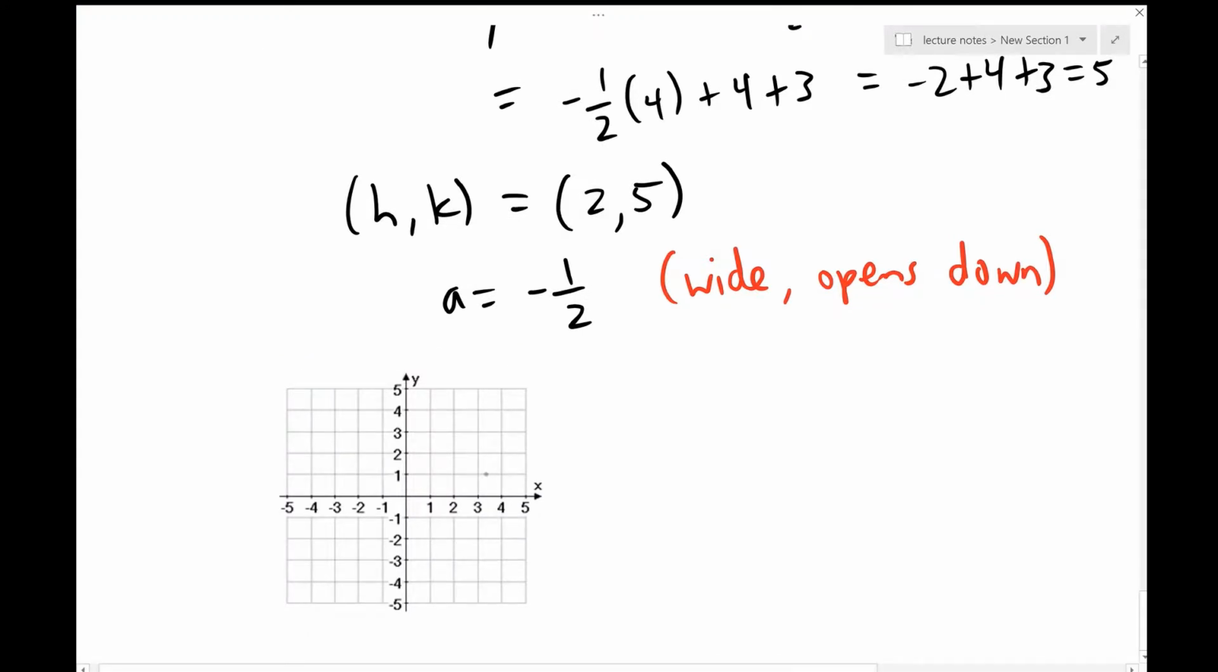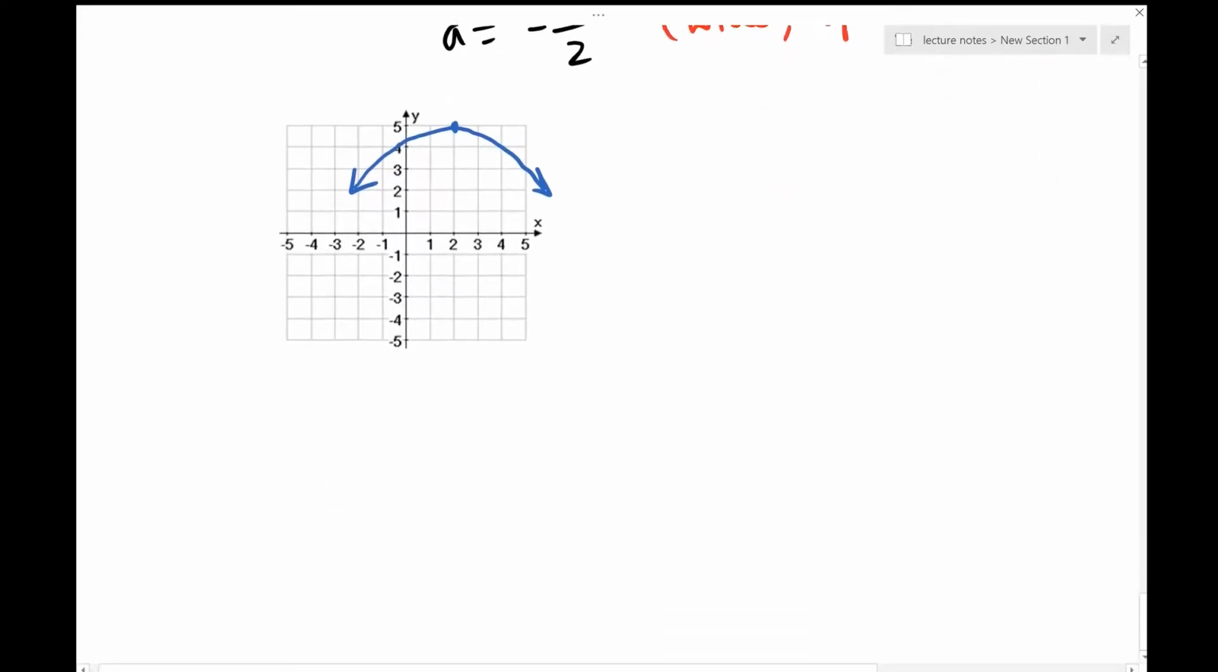So starting from the point 2, 5 here, that's where our vertex is. We just want to see a wide parabola that opens downwards. So the graph would look something like this. Let's try one more example like this.